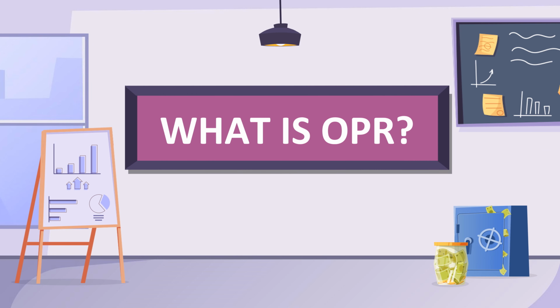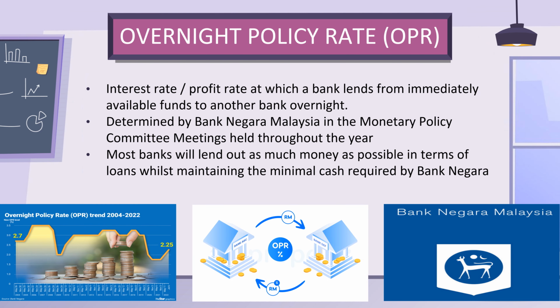Okay, now, what is OPR? Overnight policy rate, or OPR, is an interest rate or profit rate at which a bank lends from immediately available funds to another bank overnight. It is determined by Bank Negara Malaysia in the Monetary Policy Committee meetings held throughout the year. Most banks will lend out as much money as possible in terms of loans whilst maintaining the minimum cash required by Bank Negara.